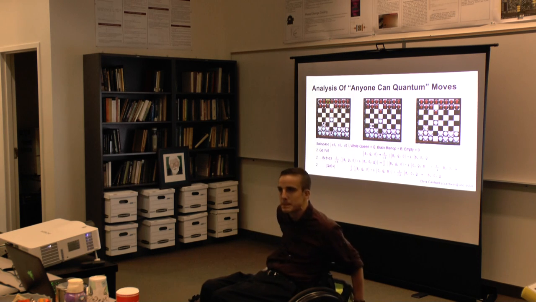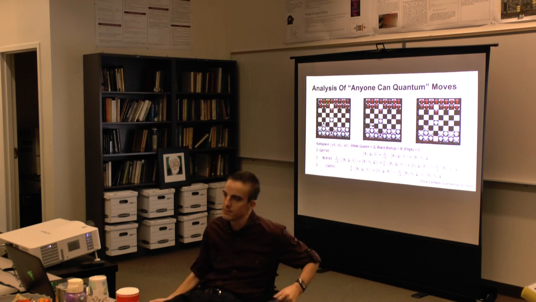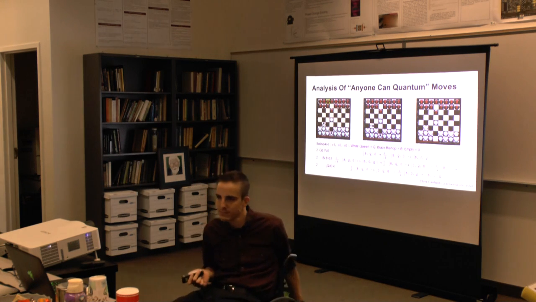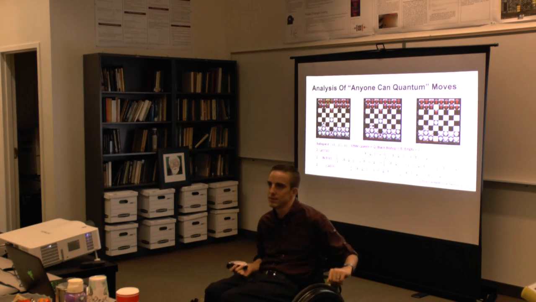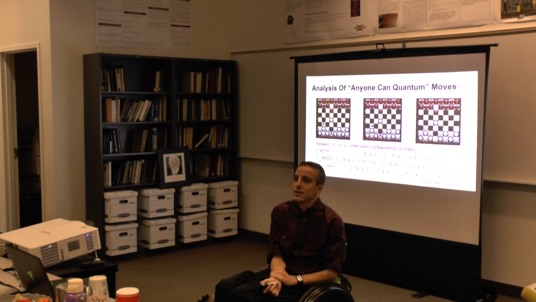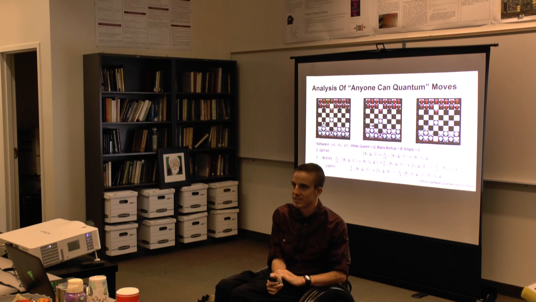Question for you about obstructions. You mentioned that pawns still act as walls. What if you have a piece that's only half there, and you try to do a pawn move through it? Or can you not do that at all? No, we'll actually have a slide for that.